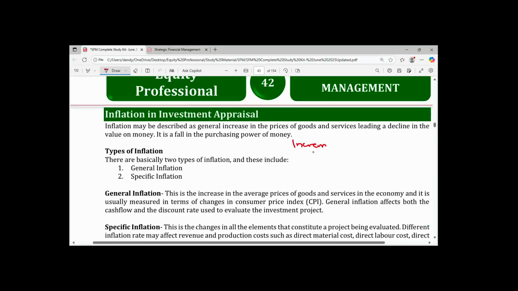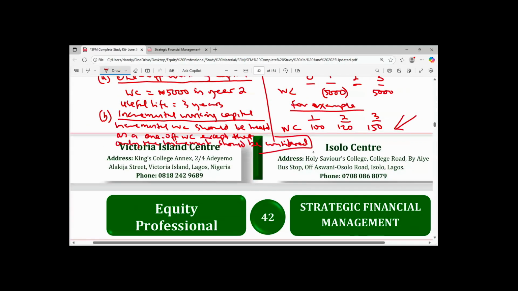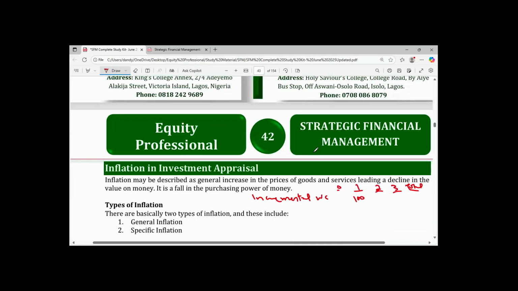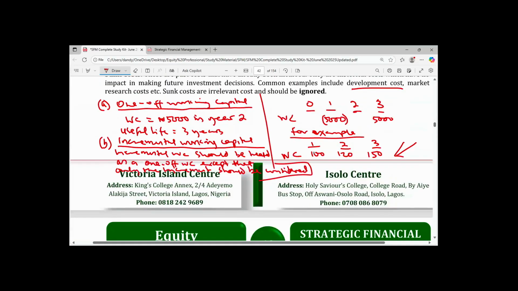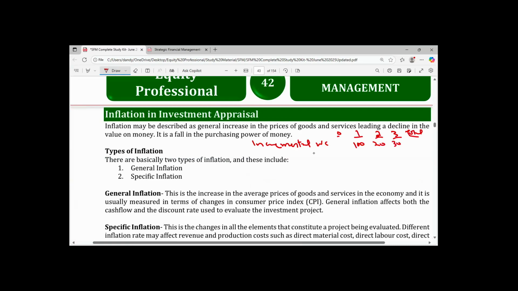So I would then say incremental working capital. I will do for year 0, year 1, year 2, year 3, then total. Okay. So the one of year 1 is 100 naira. The one of year 2, you can see that the working capital has increased from 100 naira to 120 naira. So the difference is 20. So the increment is 20. From 120, it has increased to 150, the difference of 30. So I'll put 30 here. So when I add everything together, I must have the same thing as 150.